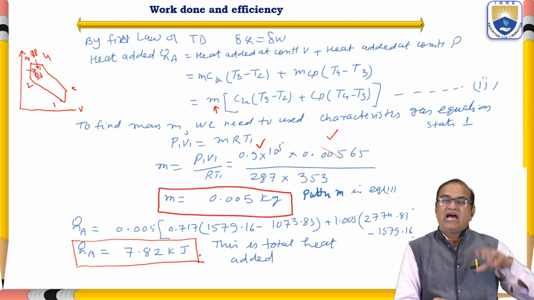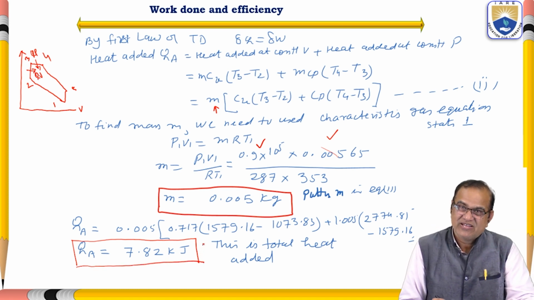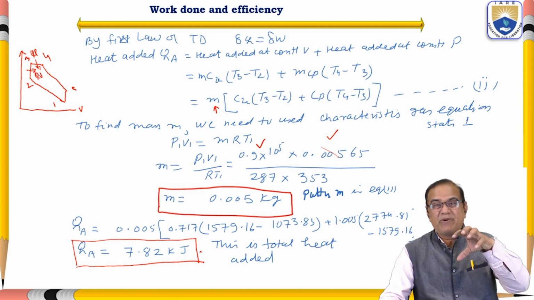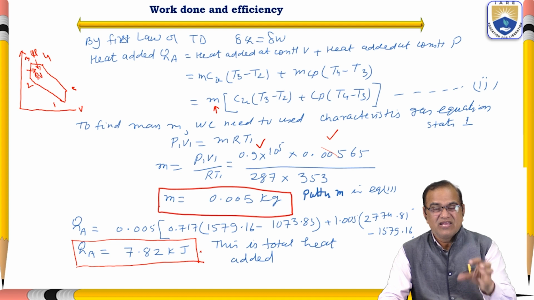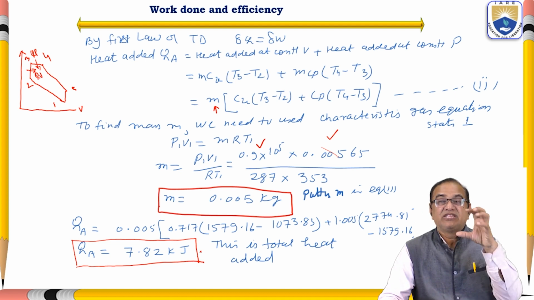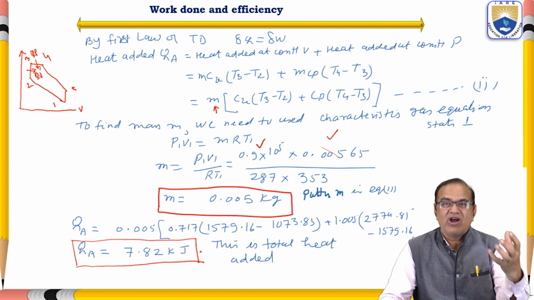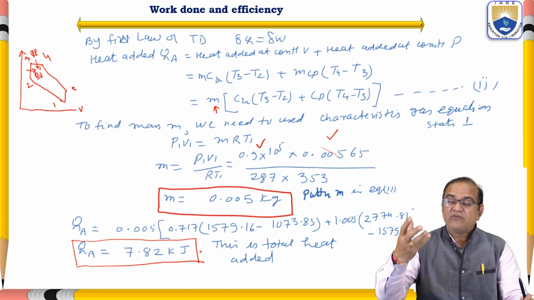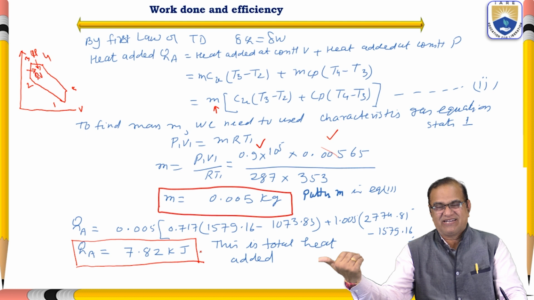This we got, how much heat is added. So the heat added in the system by injecting the diesel and how much it is burning gives the heat of 7.82 kilojoule. That much heat we are supplying. But we have to find out how much heat is rejected.